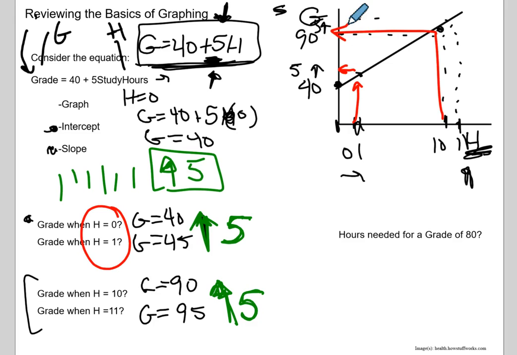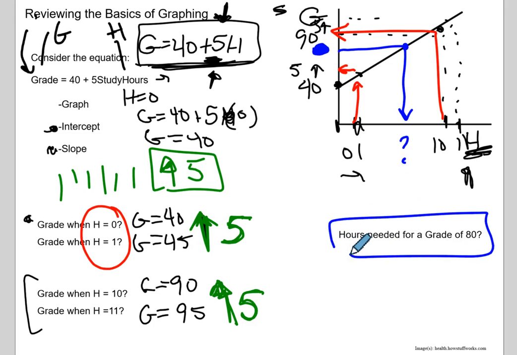Can we go the other direction? Instead, if we knew the value of g, could we find out from the model what the value of h was? That's exactly what this question down here is asking. What's the hours needed for a grade of 80? We do this the same way that we did earlier. Notice earlier what we did is we knew one of the variables, in this case h.